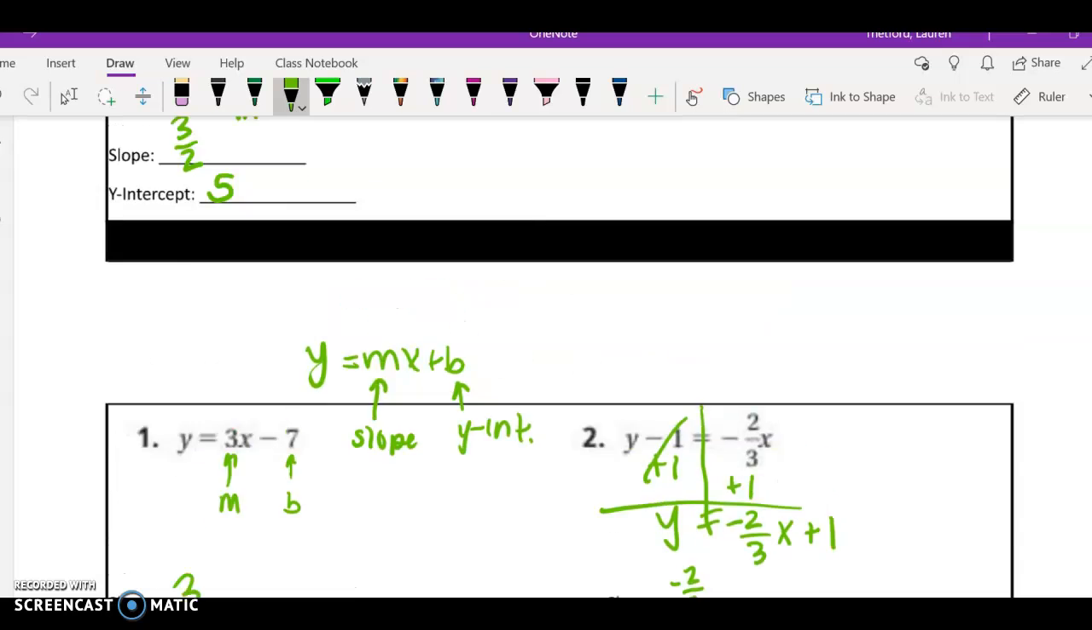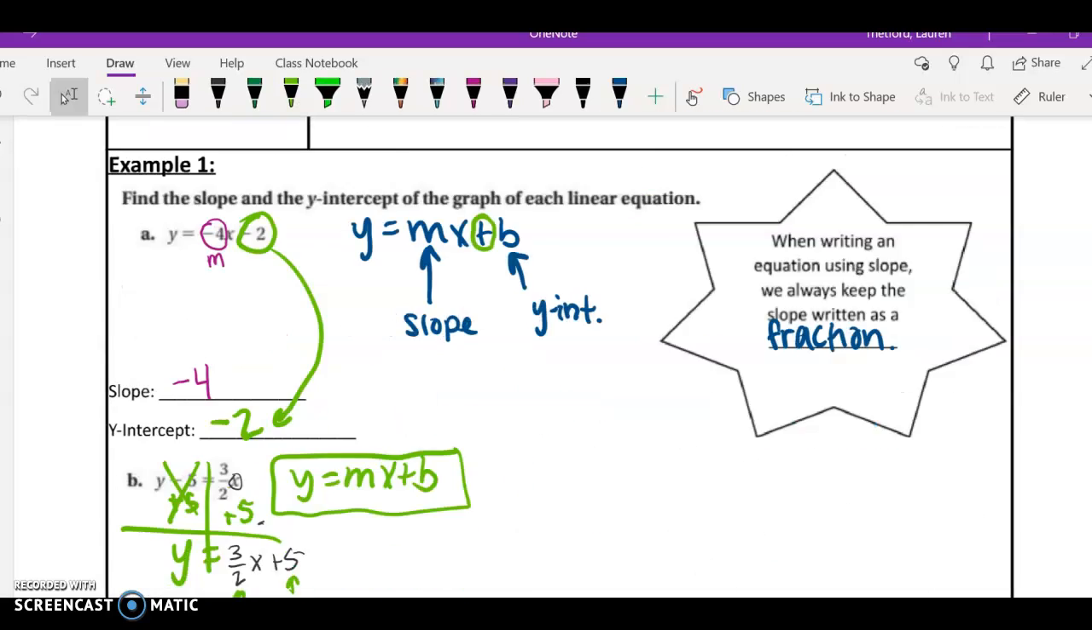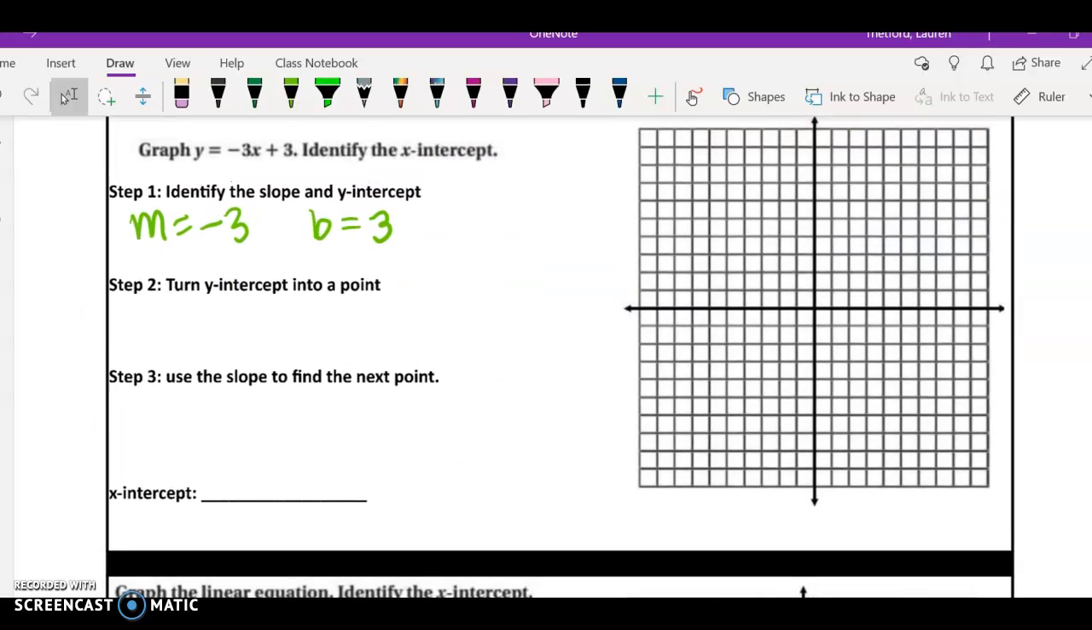So now turn the y-intercept into a point. Now remember, up in our vocab, it says that our y-intercept is when x equals 0. So when we write a point, we write the point as (x, y), and so we know that our x is 0 and our y is our y-intercept, which is a 3. So that gives us 1 point automatically on our graph, and once we have that 1 point, we can graph the rest of the line.